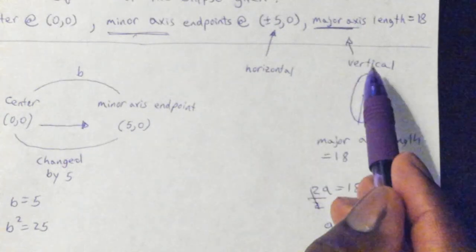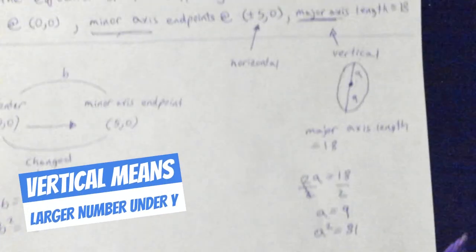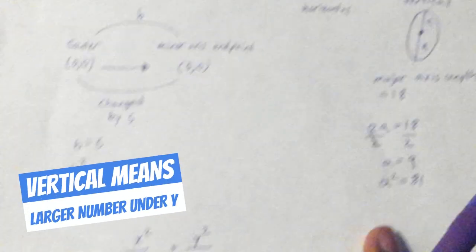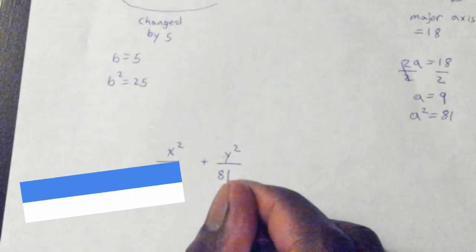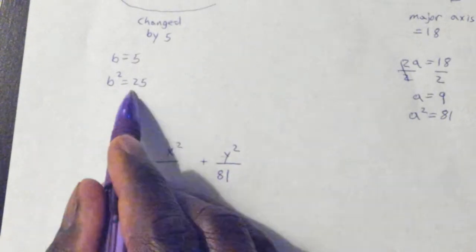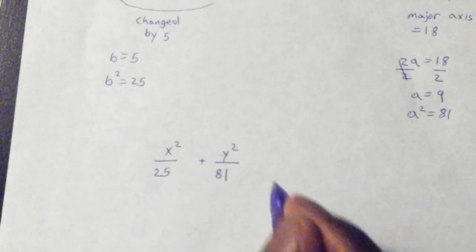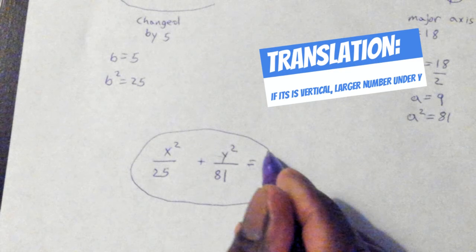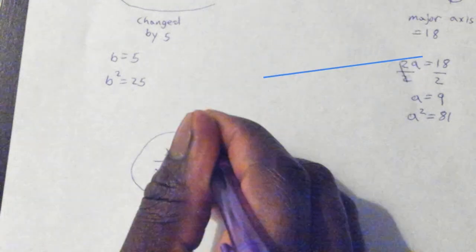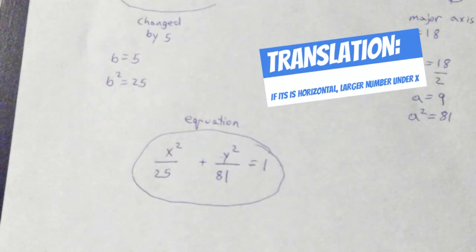Well, we have a major axis that's vertical. So that means that vertical is y. That means the largest value is going to go under the y. So our a squared, our larger value, is going to go under the y. That means the b squared is going to go under the x. And so this is the equation that we have. Remember, the larger value in an ellipse, the longer side has to go with the orientation.